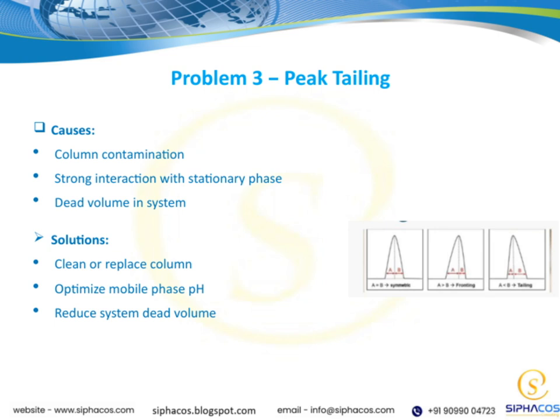Now, for solutions. First, it's essential to clean or replace the column regularly to prevent buildup and contamination. Optimizing the mobile phase pH can reduce unwanted interactions, helping the peaks to appear more symmetrical. Lastly, reducing the dead volume in the system, like using better fitting connections or more efficient plumbing, can minimize peak tailing. Connecting this to our overall theme, addressing peak tailing is crucial for getting accurate, reliable chromatographic data. By understanding these causes and applying these solutions, we can significantly improve our analysis quality.